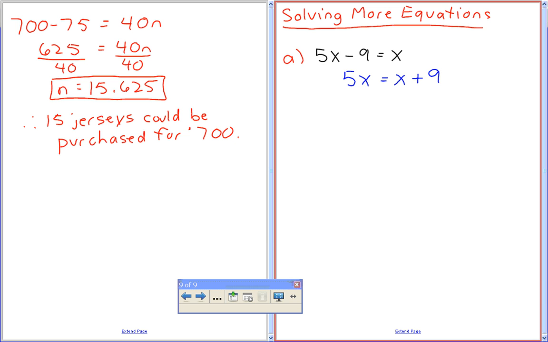Now, here's the thing. I'm going to open this up to anybody. I need to get rid of an x from the right. How do you get rid of an x from the right? Bailey, go. You get rid of an x on the left? Yes, good. So what's going to happen is it's just going to be 5x minus x.